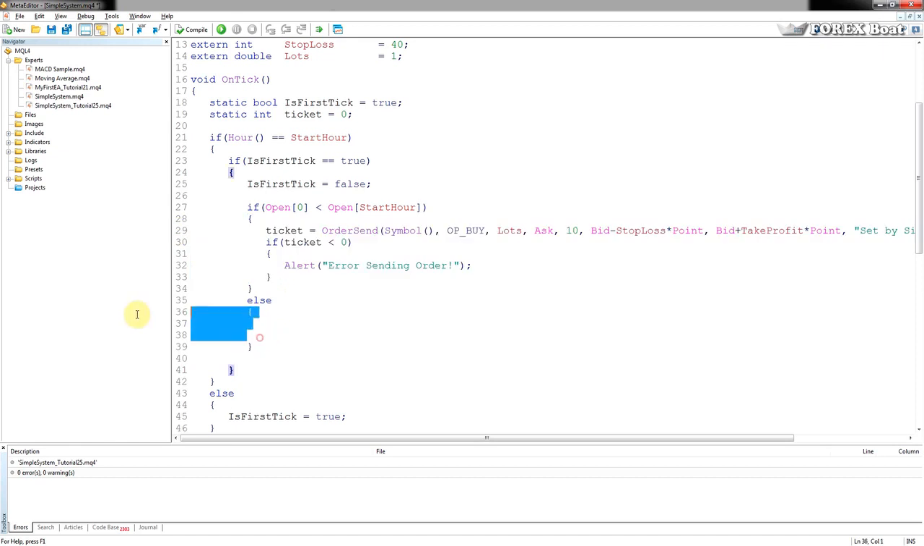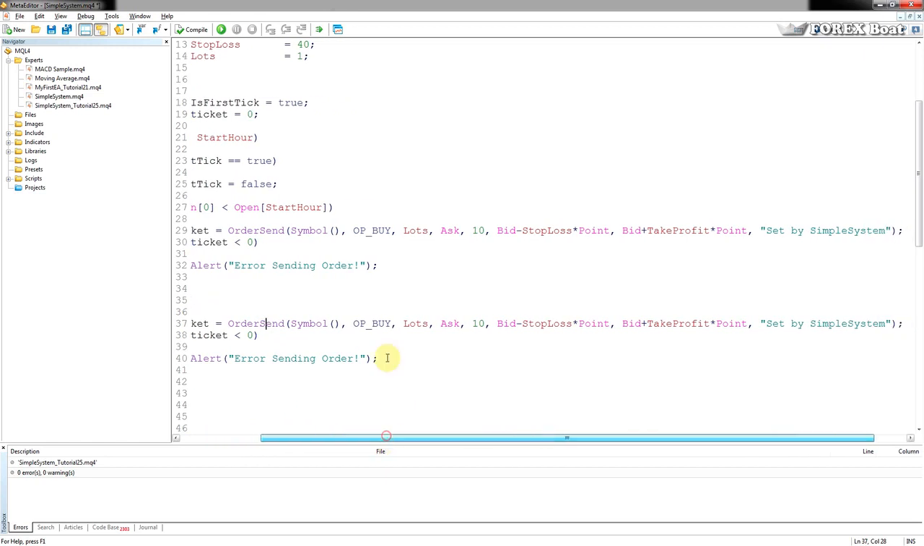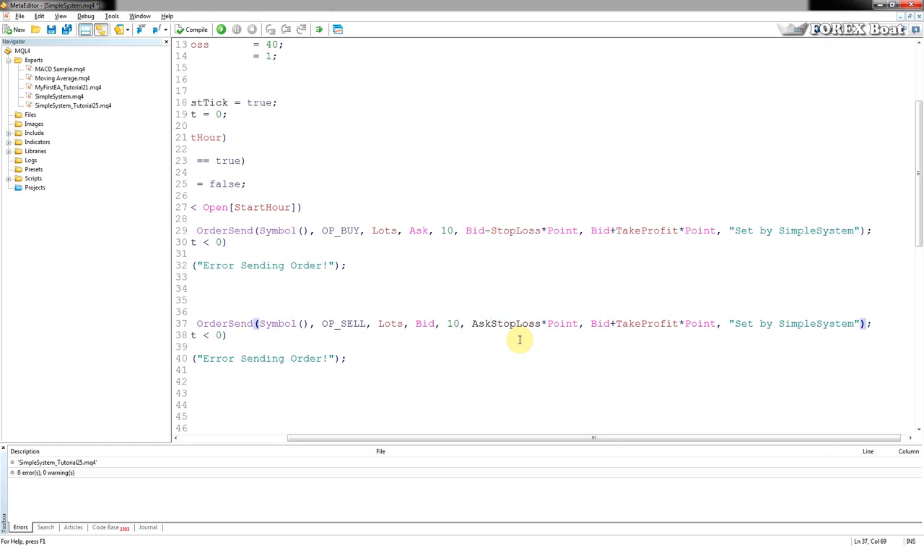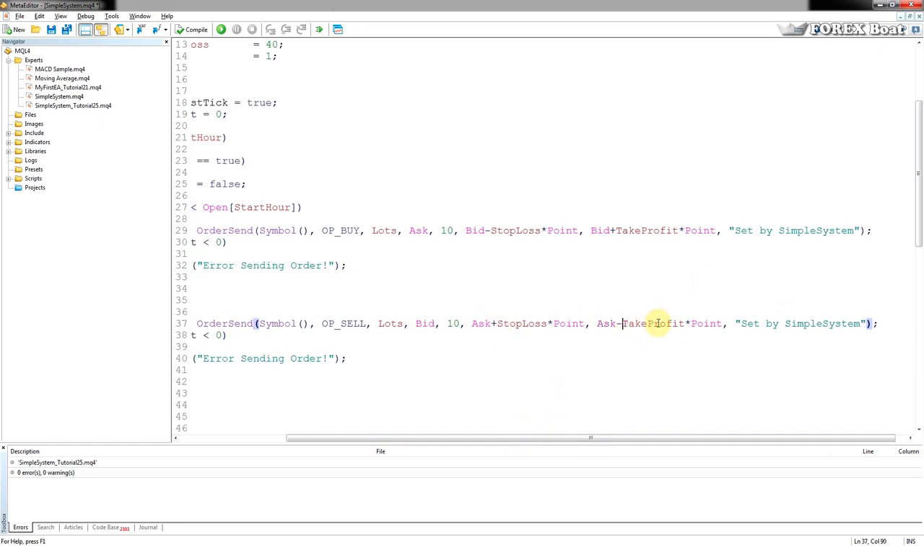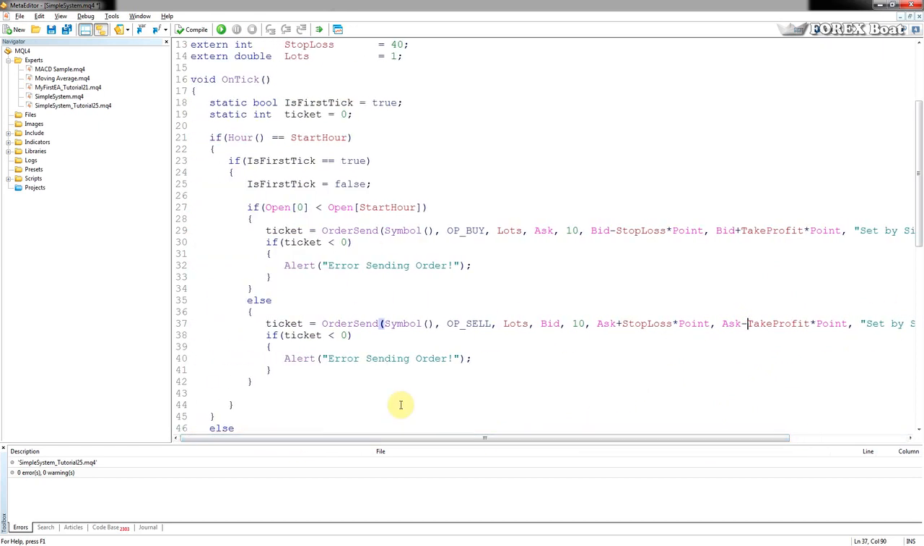We'll just copy that to be a bit quicker. And when you do copy, there's always a few things you have to change. You have to change this to open sell. A lot stays the same. The price at which you buy or sell is different. You open sell orders at the bid price. The slippage is the same. Okay, this is important. This changes to ask plus stop loss because it's a sell order, so it's upside down. The stop loss is above, and this changes to ask minus take profit. The take profit is below the order, and the comment stays the same. So that's just a quick way of copying your code.